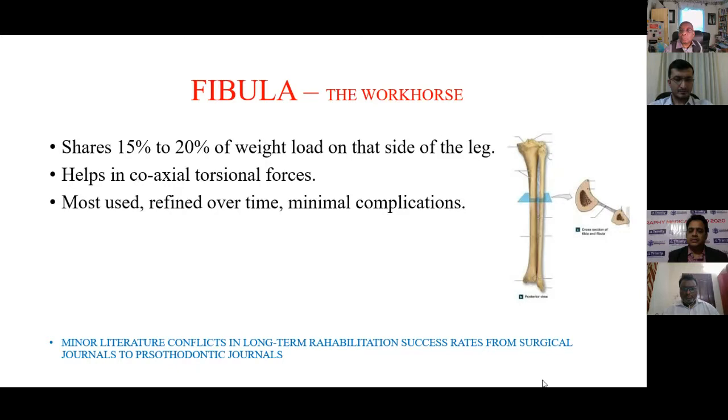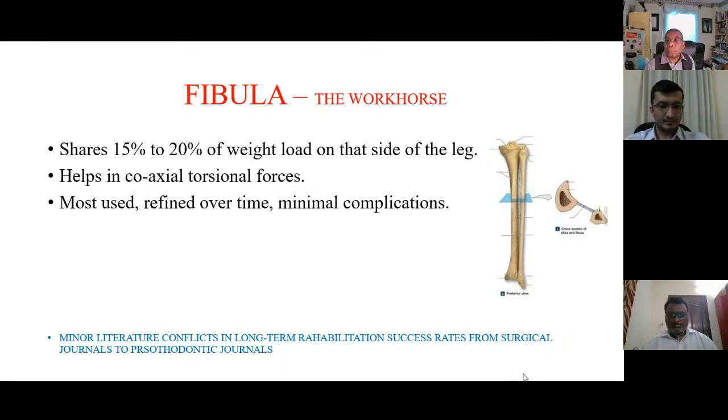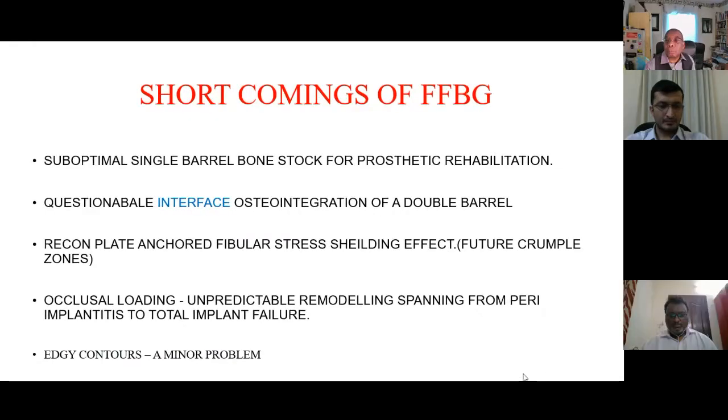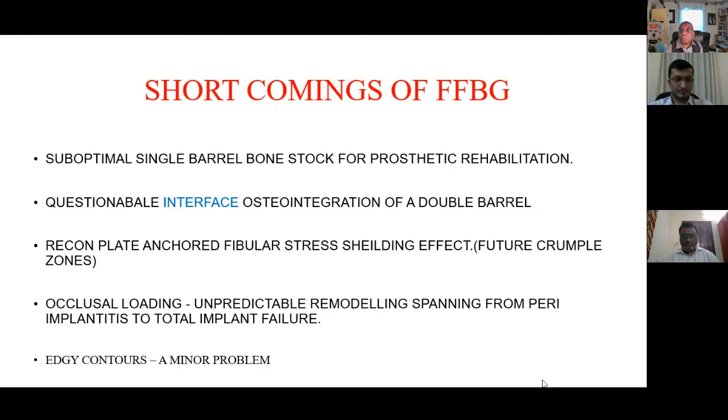The problem comes in long-term rehabilitation follow-up cases. Prosthetic journals say that we encountered 40% implant failures, while surgical journals quote that our success rates are almost 97 to 98%. There are minor conflicts in the literature from 2 different perspectives, prosthodontic and surgical. So where exactly do we come short in free fibula grafts?